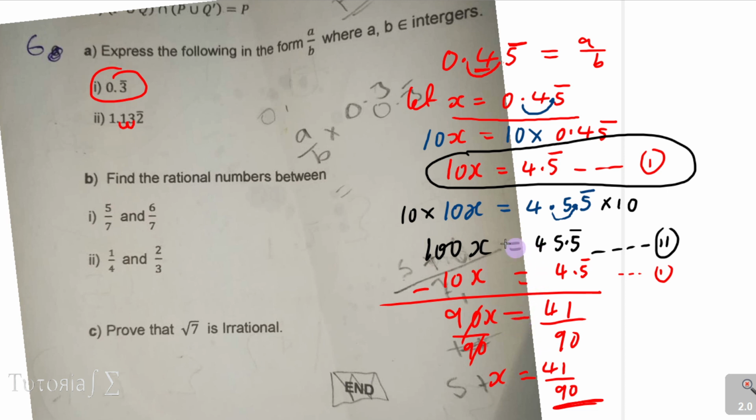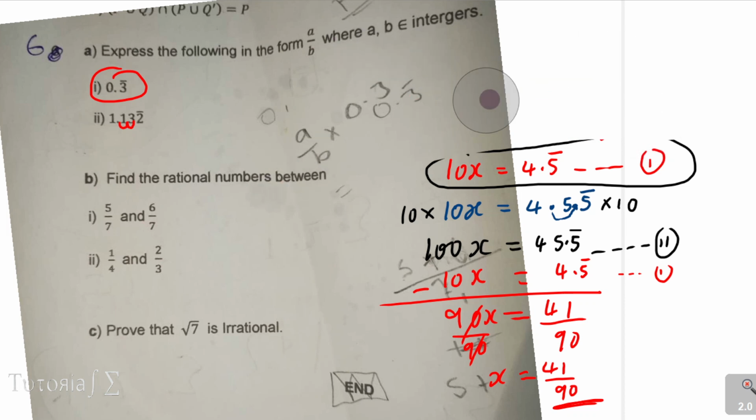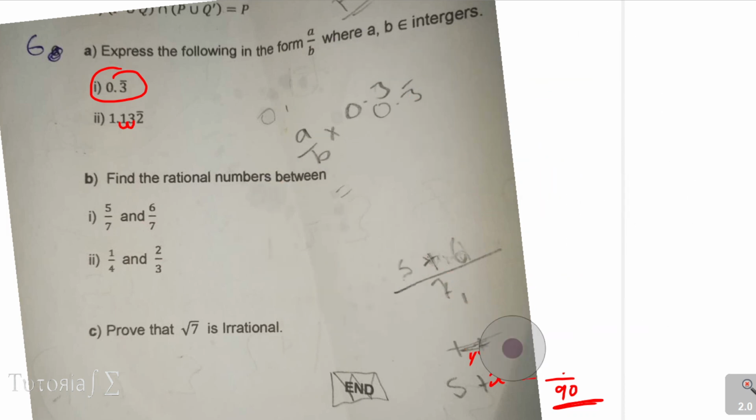Okay, let's do one more example. So hope you have understood that one. So here we said step 1, let x equal to the number that we've been given, which is 0.3 bar.